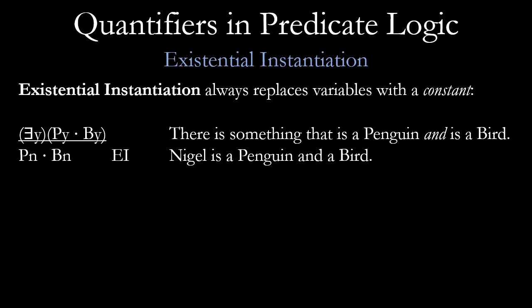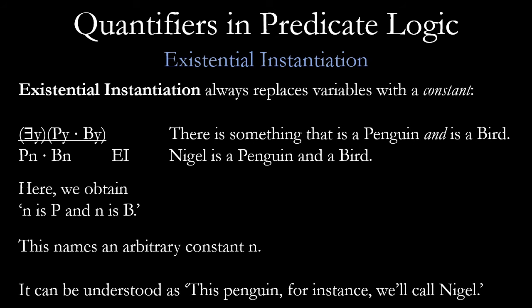So what we could do is we can use existential instantiation. We can instantiate that by saying an arbitrary name, Nigel, say. Nigel is a penguin and Nigel is a bird, right? That's taking, for instance, let's say there's a penguin called Nigel who will also be a bird called Nigel. So what we have is n is p and n is b, right? So we have an arbitrary constant n and so forth, right?